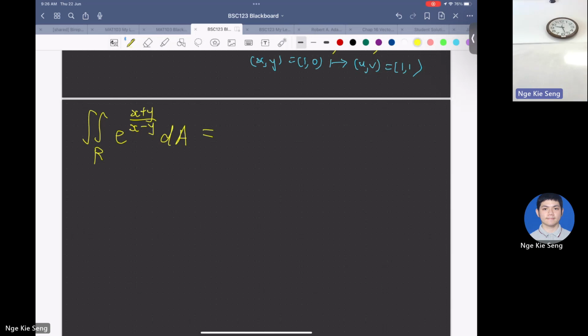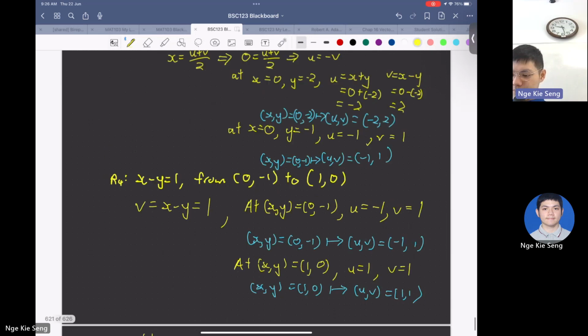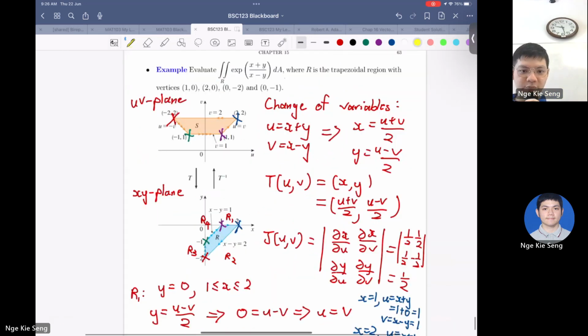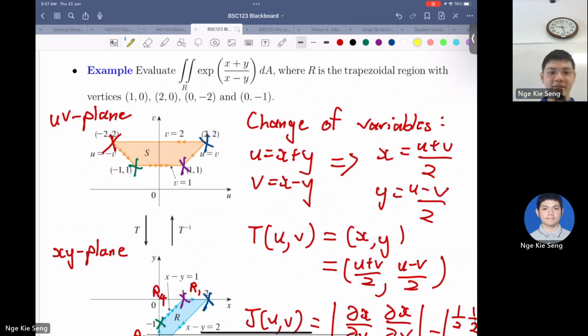Okay, so let's compute this. So we want to compute this, right? Okay, so we change variable to u and v. Integral of e to the u over v du dv. Any Jacobian or not? The Jacobian is 1 over 2. Do you know how to compute this double integral or not? Should be okay.